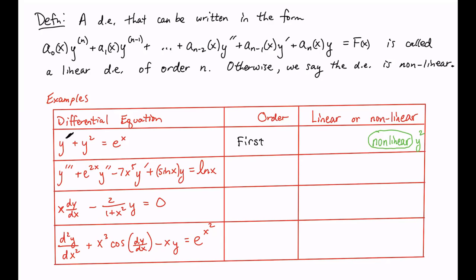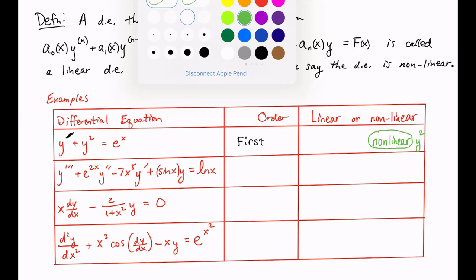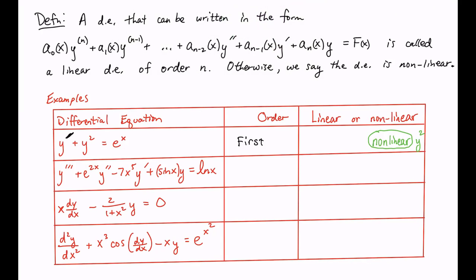Let's look at the second example. We could easily see that it is third order. The highest rate of change is 3, so this would actually be a third order differential equation. And is this linear? The answer is yes. This actually fits the definition. So this is a third order linear differential equation.